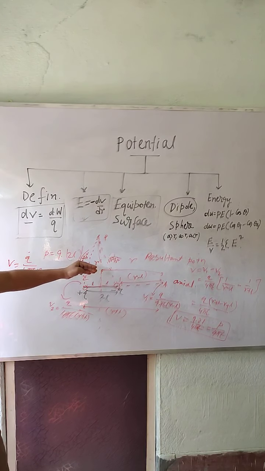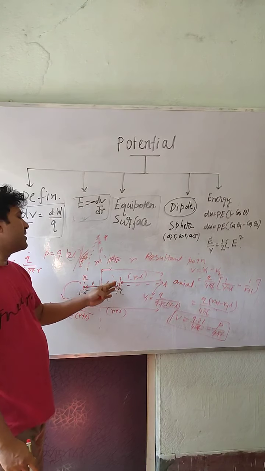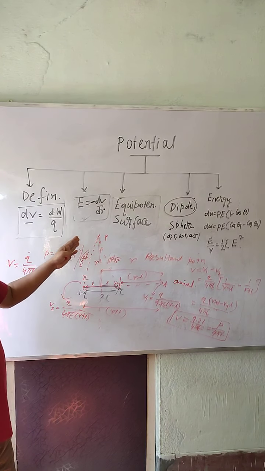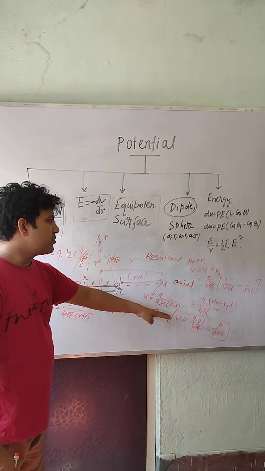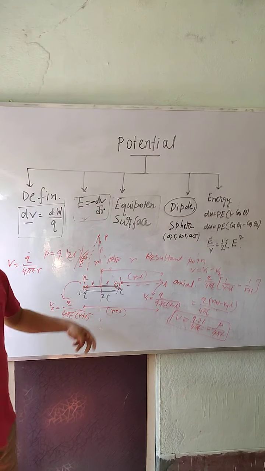So this is a task for you: calculate the electric potential for a dipole at an equatorial bisector position. I just showed you the axial position calculation, and you can do it. This is the task for you.